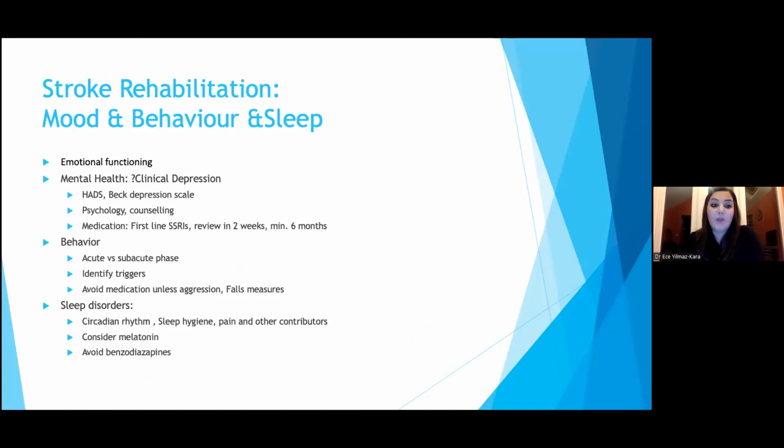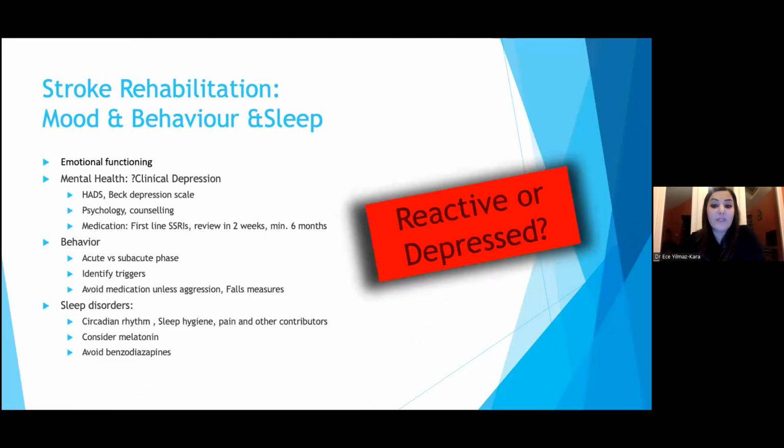When discussing mood, we need to discuss emotional functioning versus mental health. Is this clinical depression? Is the patient reactive to their significant life event? Having a stroke is massive. It's very significant. It's life-changing. You find yourself in hospital surrounded by strangers, and you may be needing help in all aspects of your life, which is different than what was before. Or are you clinically depressed?